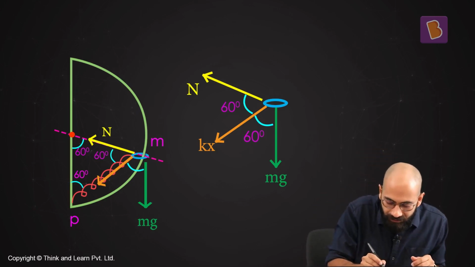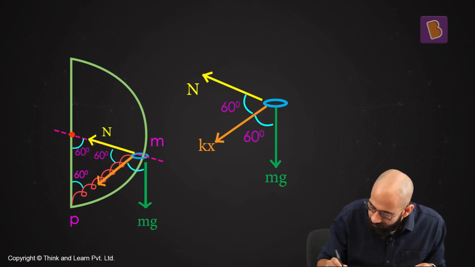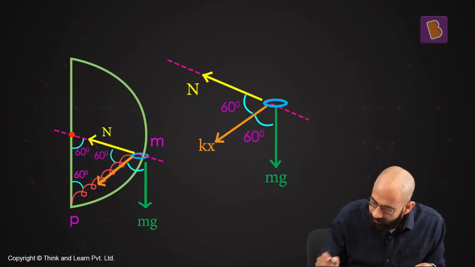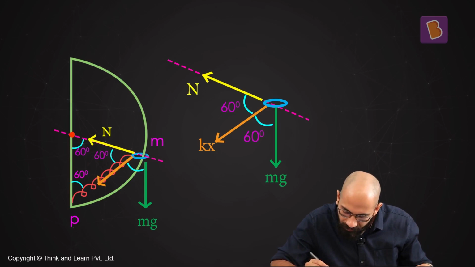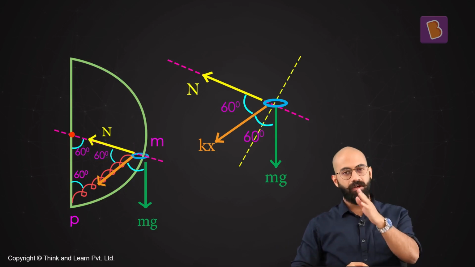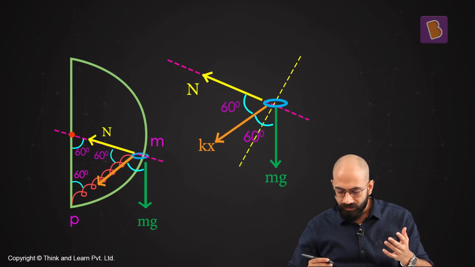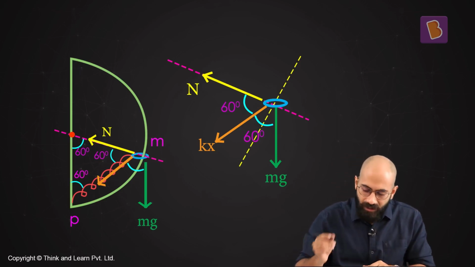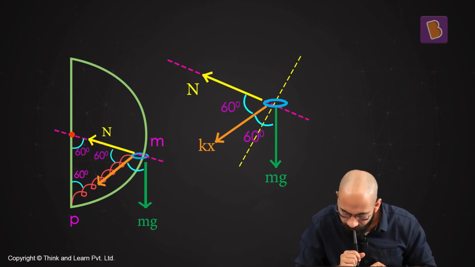So the radial direction is this direction. Let me draw it like this. This is the radial direction, the direction in which the normal force is acting, right? And the tangential direction will be somewhere like this, a direction perpendicular to the radial direction. Now, how do we resolve the forces? First, we need to find the angle between mg and the tangential direction. How much will that be? How do we find that out?